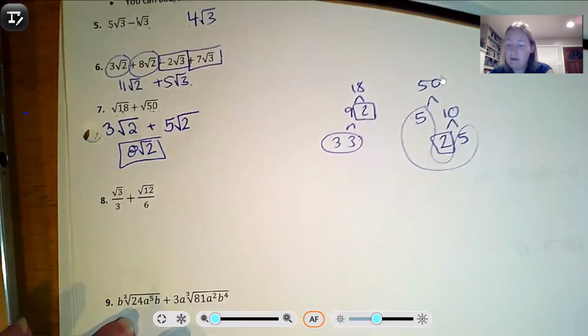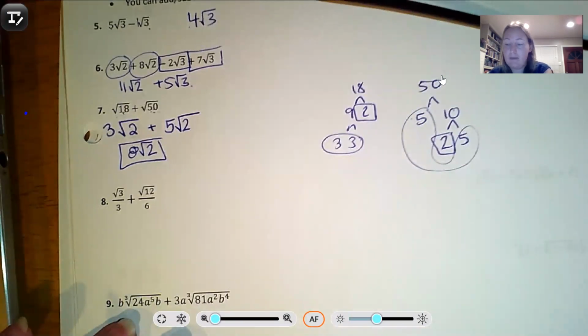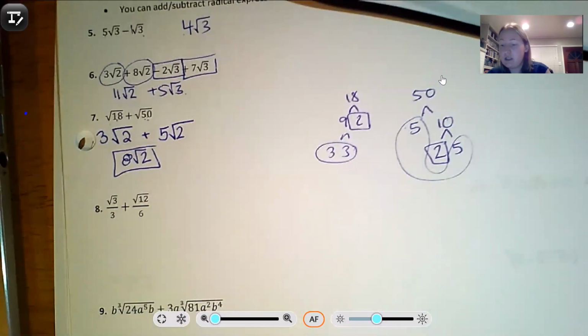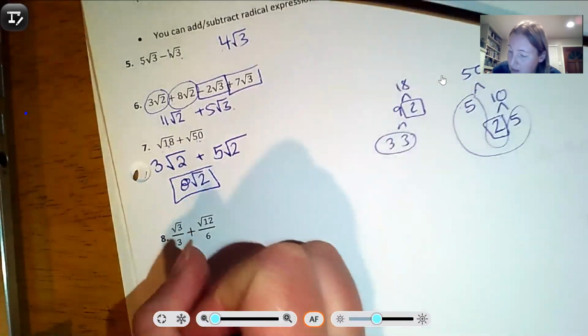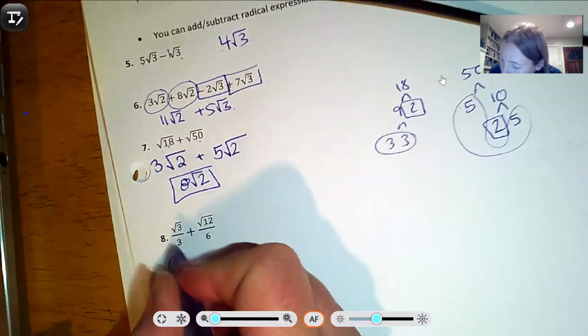This next one, in order to add fractions, you need a common denominator. So you might think of that at first and think, oh, I need to do 2 over 2 to get the denominators both be 6. And that is one method. So I can just multiply by 2.